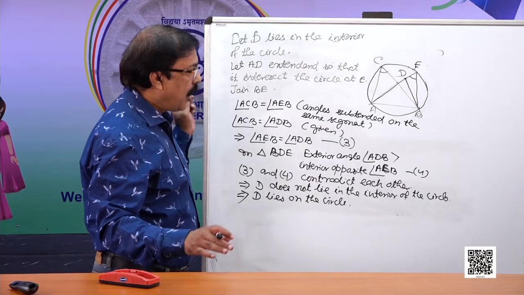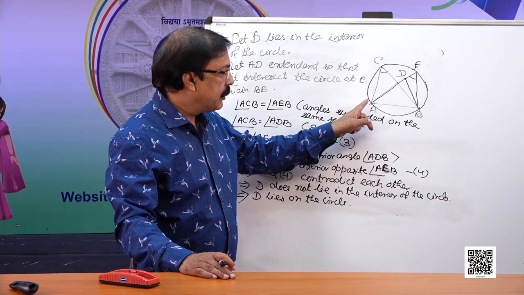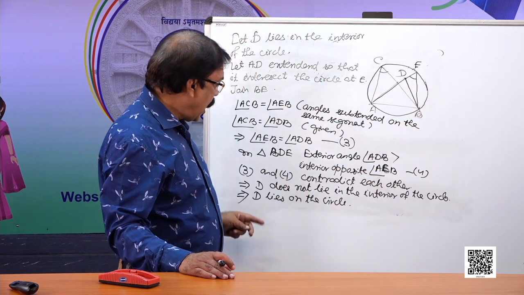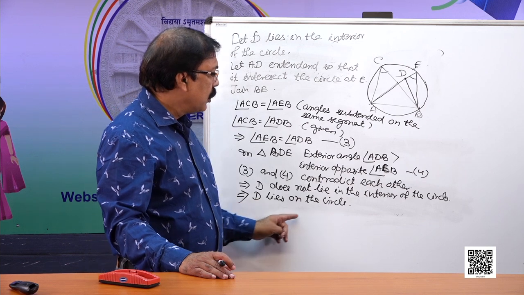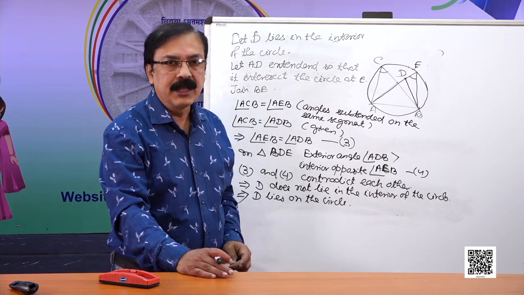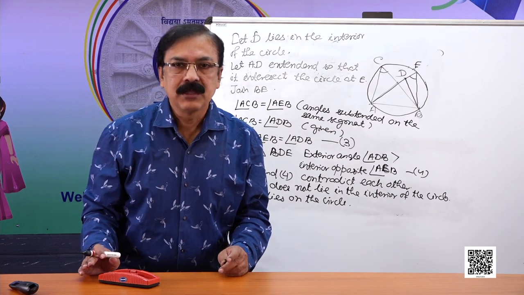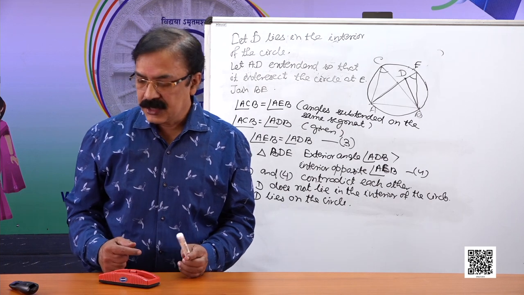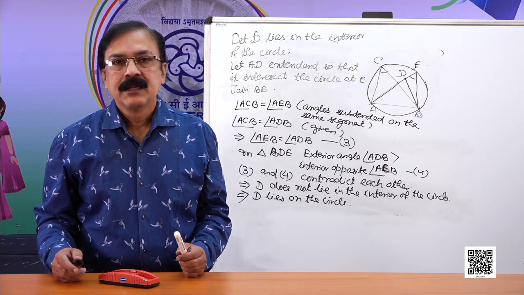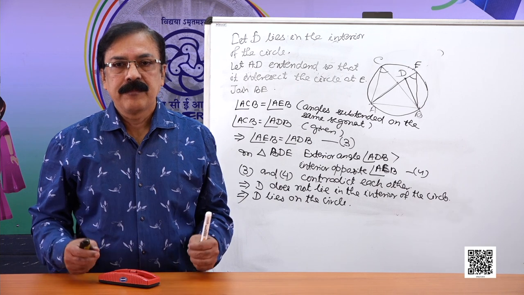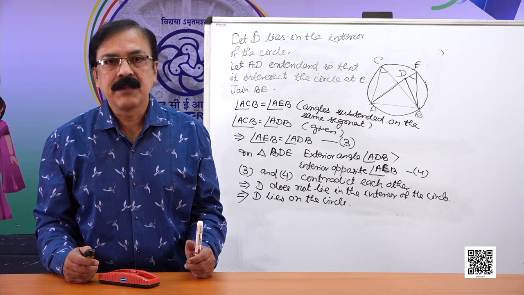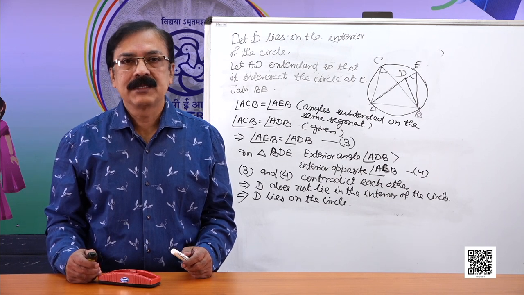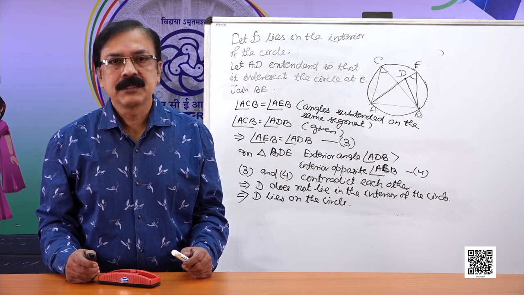Previously, we have shown that the points A, B and C lie on the circle. Now, we prove that D also lies on the circle. That means A, B, C, D lie on the same circle. So, this is the proof of the converse of the theorem that the angles subtended in the same segment are equal. Now, let's have some problem based on this.